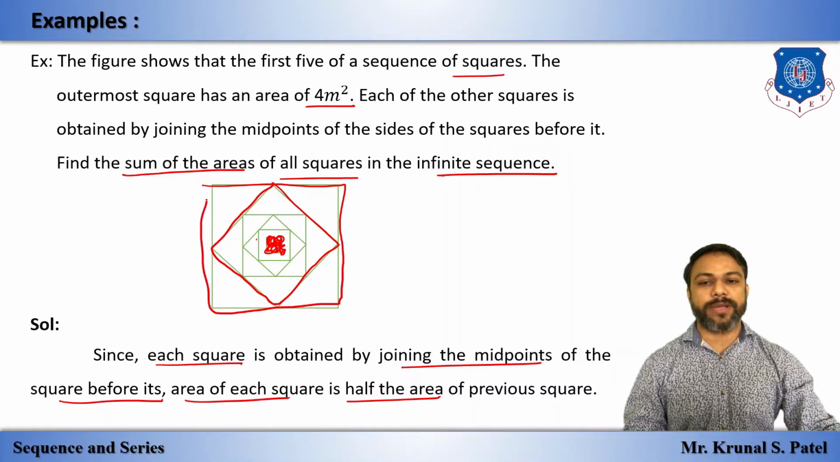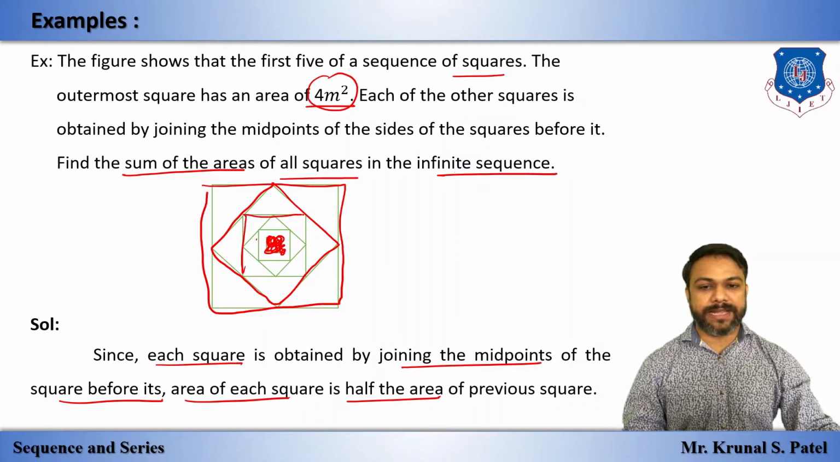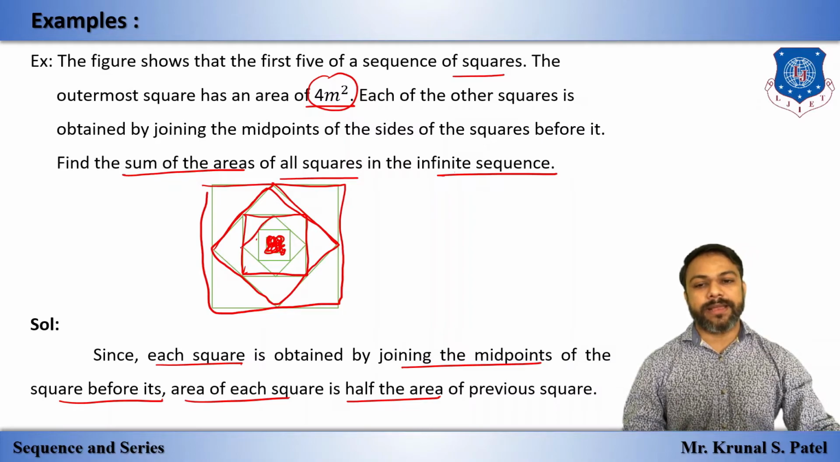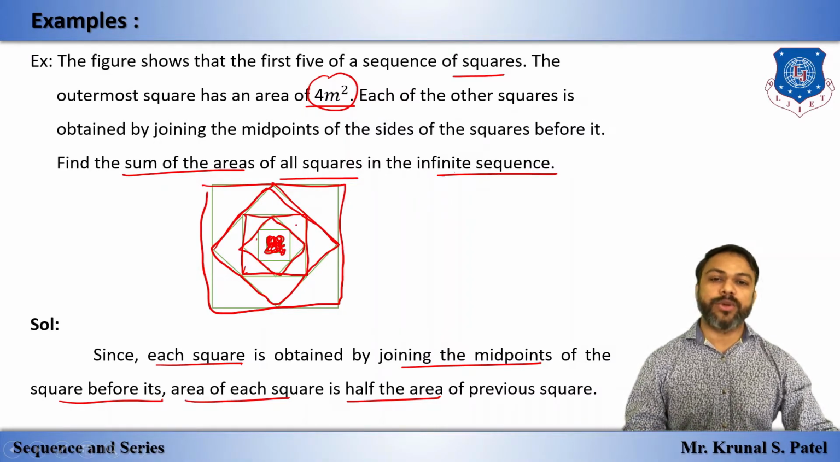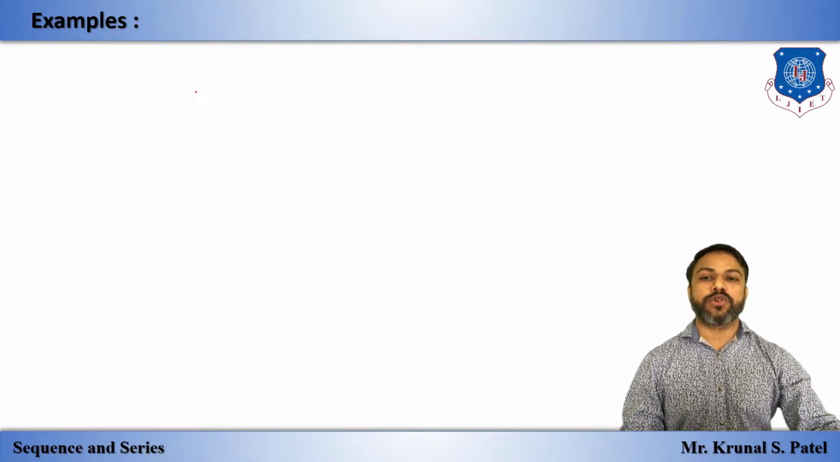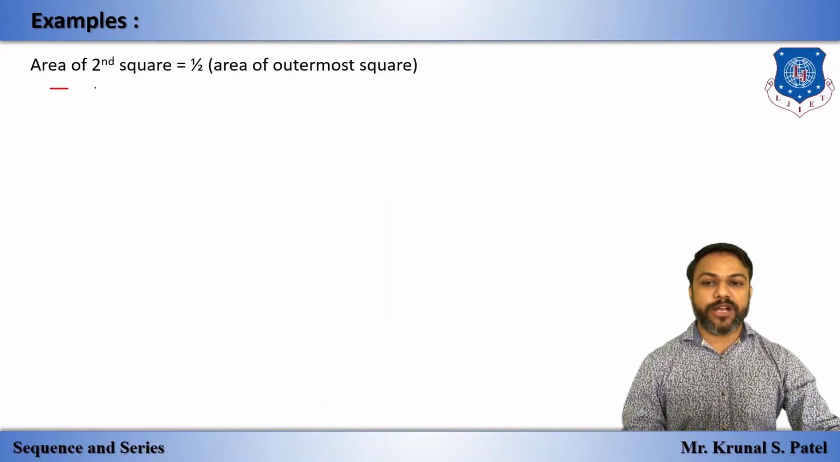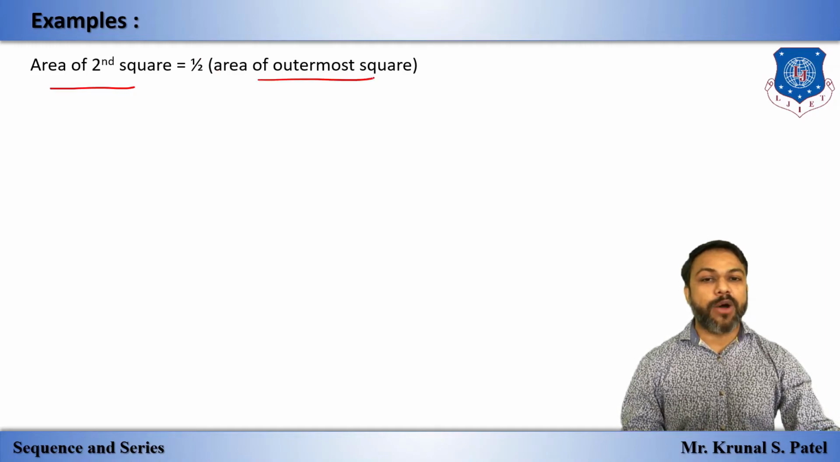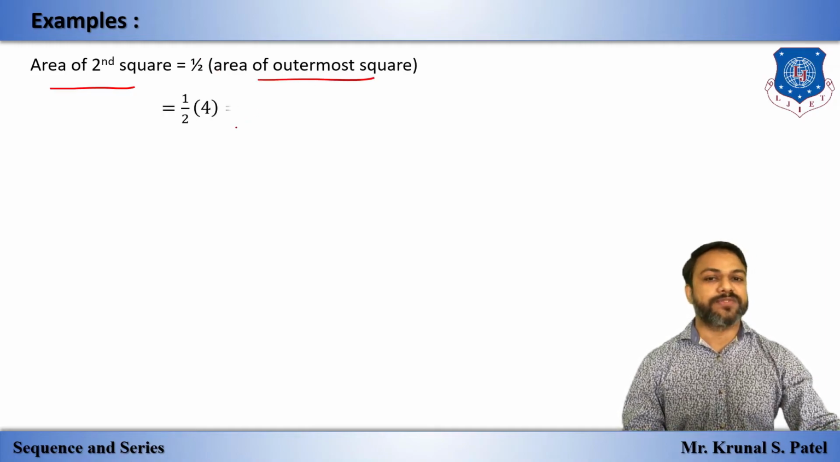The outer square area is 4, so the inner area is 2. Similarly, its area is half of this outer one, that means half of 2, that is 1. Again, this is half of its outer one, that means 1 by 2, and so on. So the area of the second square is half of the area of the outermost square. Outermost square area is 4, so it is 2.